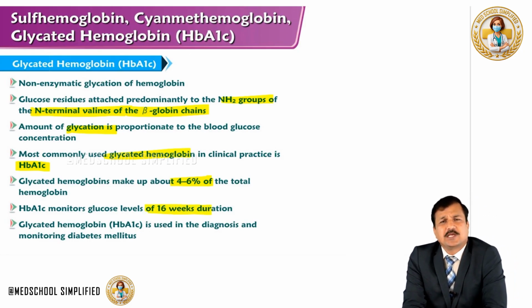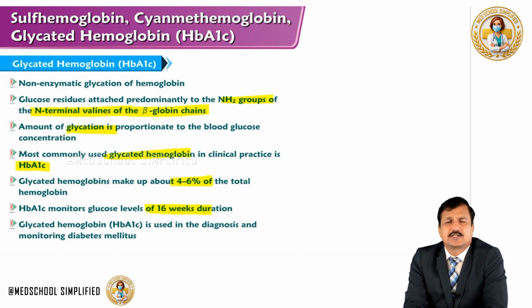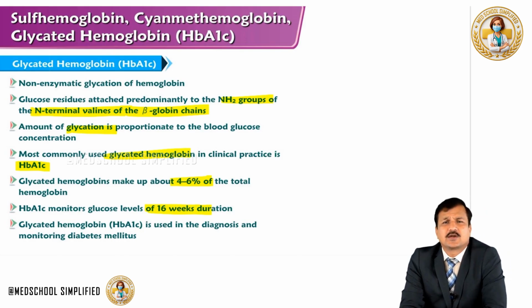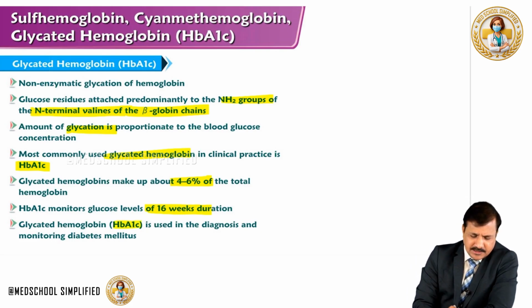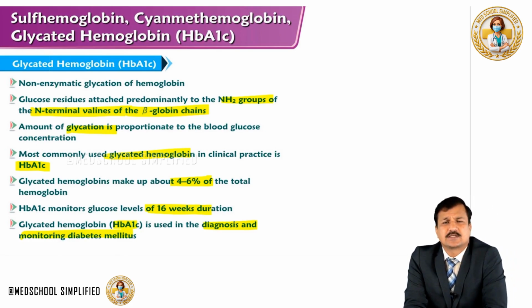That means if HbA1c is determined, it will give an average value of blood glucose for 16 weeks duration, because hemoglobin is present in the red blood cell and the red blood cell lives for 120 days, so the changes in blood glucose levels are monitored for 120 days, because continuously this glucose will undergo the non-enzymatic glycosylation process with the hemoglobin molecule. So, glycated hemoglobin, that is HbA1c, is used in the diagnosis and monitoring of diabetes mellitus.